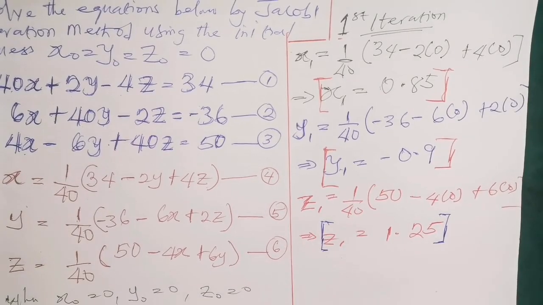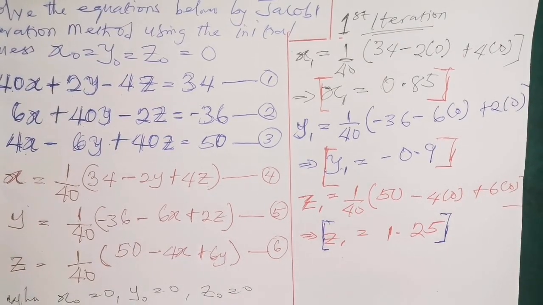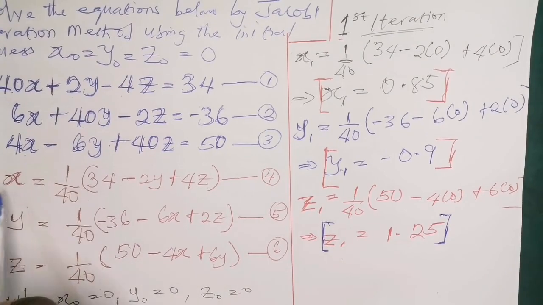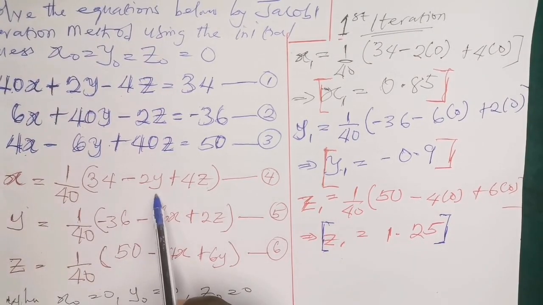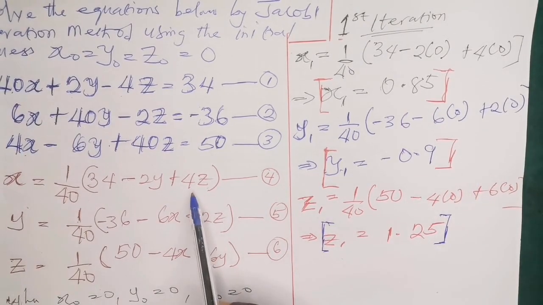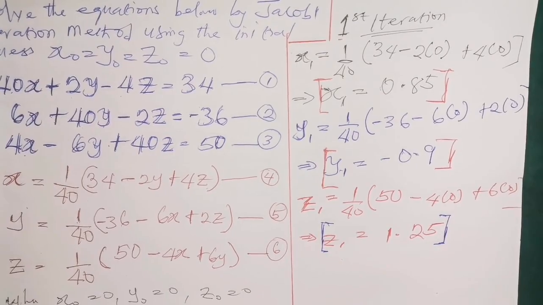Now, having found these values, all we need to do is simply plug these values into these equations again to carry out your second iteration. So in order to obtain x2, which is from the second iteration, it means that from this equation, y becomes y1, which is the result obtained here for y1, and z becomes z1, which is the result obtained here for z1. So we are simply plugging these values back into this equation to carry out our further iteration. So after the first iteration, you carry out the second iteration.